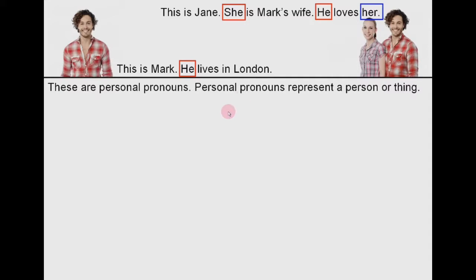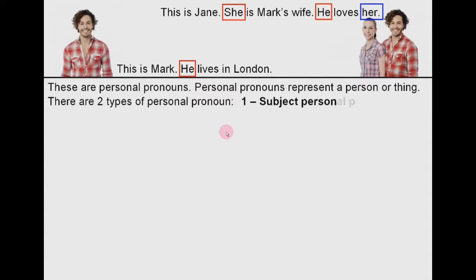Okay? So personal pronouns, they are words that replace the name of a person or a thing, an object. Okay? And there are two different types of personal pronoun. One, we call them subject personal pronouns, and two, object personal pronouns. So we will now look at both of these types in detail.